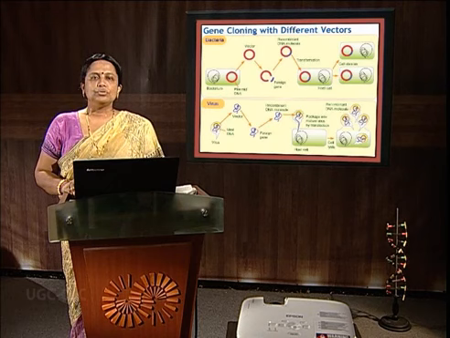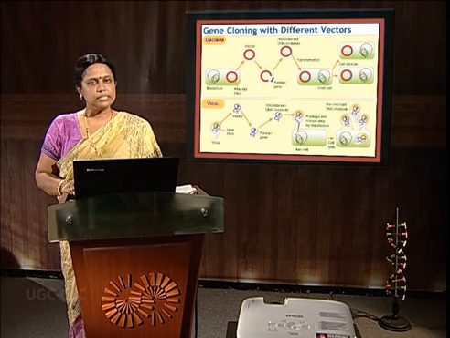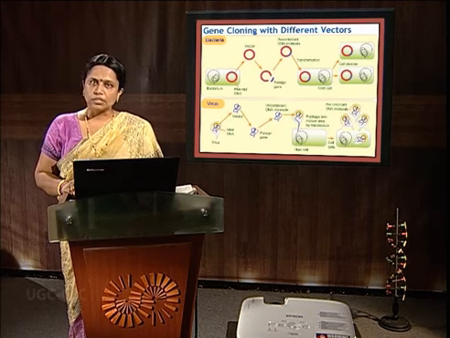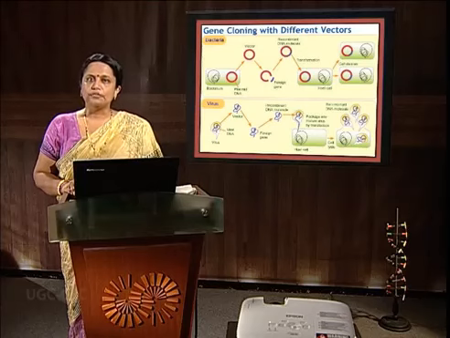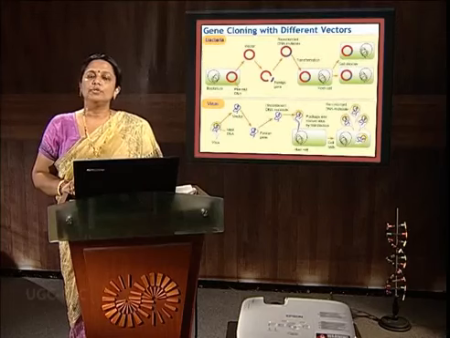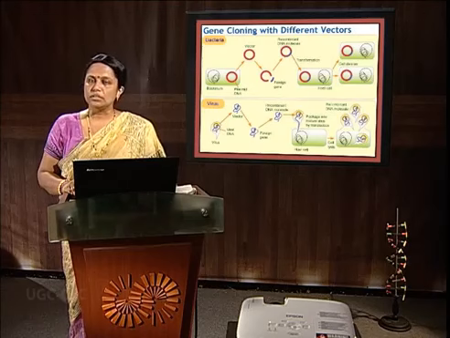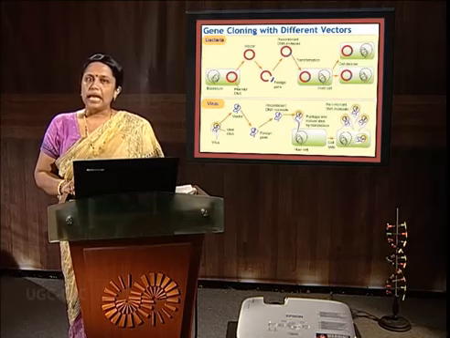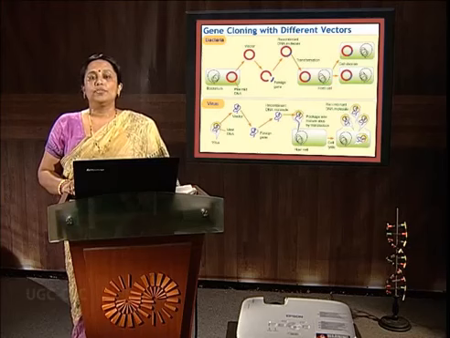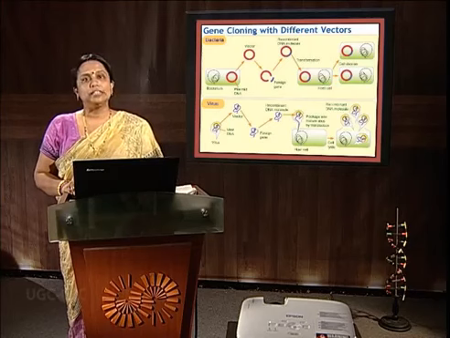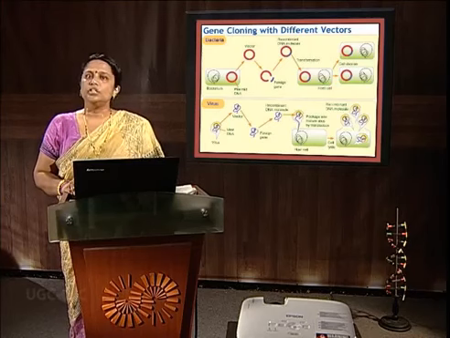You have gone through a variety of cloning vehicles, starting from plasmids and bacteriophage vectors, which may be insertional vectors or replacement vectors. Then we have focused on the importance of cosmids, and we have also emphasized the beauty of single-stranded bacteriophage vectors, namely M13, fd or F1. And finally, we have focused on the importance of bacterial artificial chromosomes.